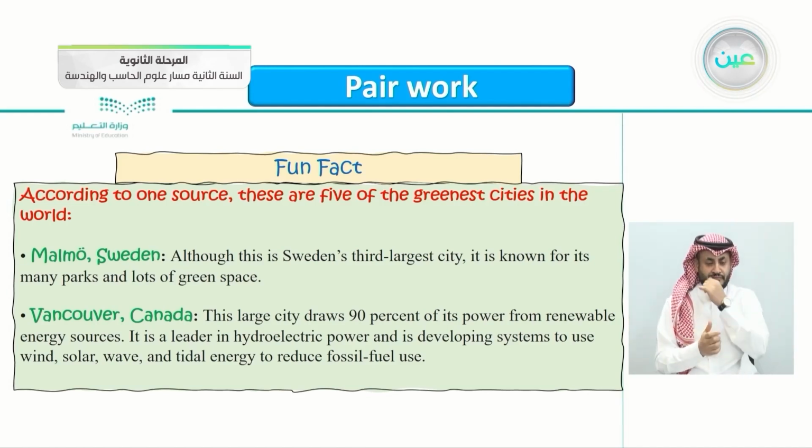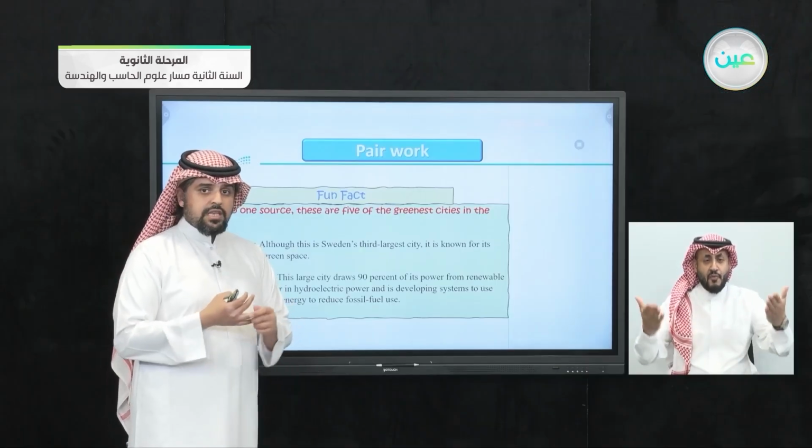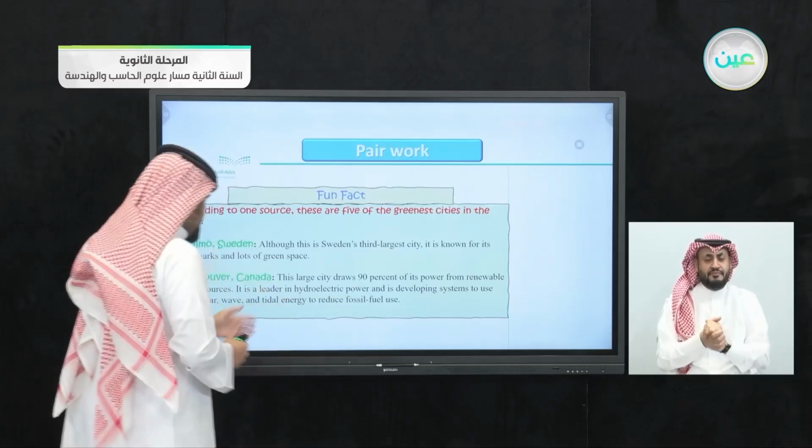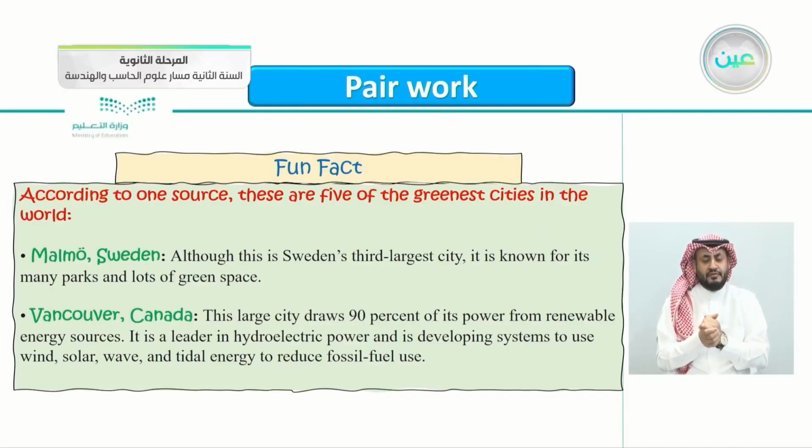So Vancouver, Canada, tries to get its electricity not from fossil fuel, but from wind and waves, and as it says here, tidal energy, all to reduce fossil fuel use.